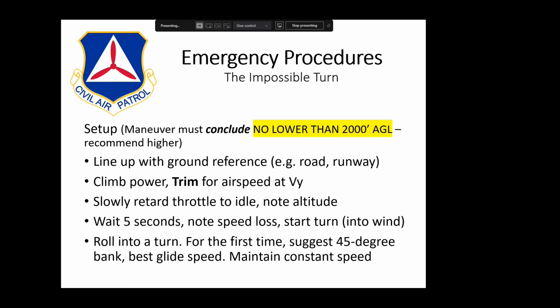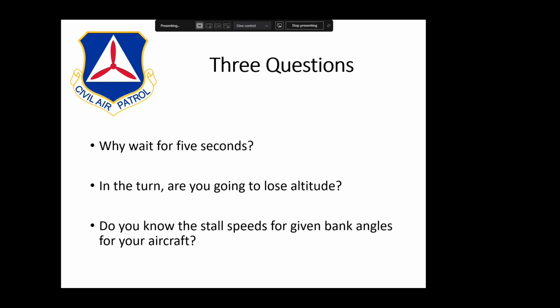But do this turn such that you maintain glide speed. So you're going to lose altitude. You're going to drop the nose to maintain glide speed and constant speed throughout this maneuver. So I promised you a question now. Well, actually I have 3 for you, and let's try to make this interactive. So we ask you to wait for 5 seconds. Why wait for 5 seconds?